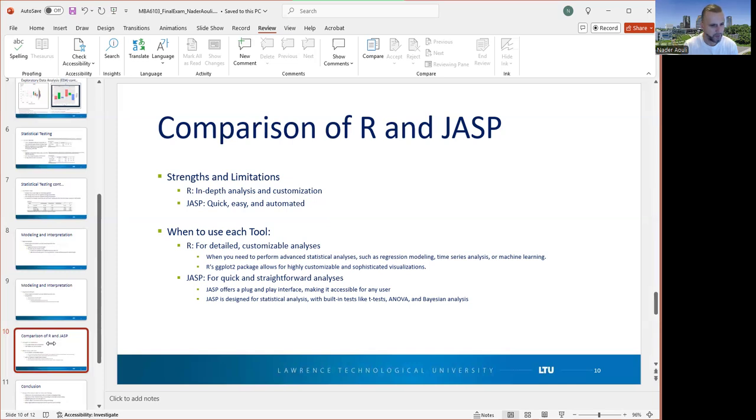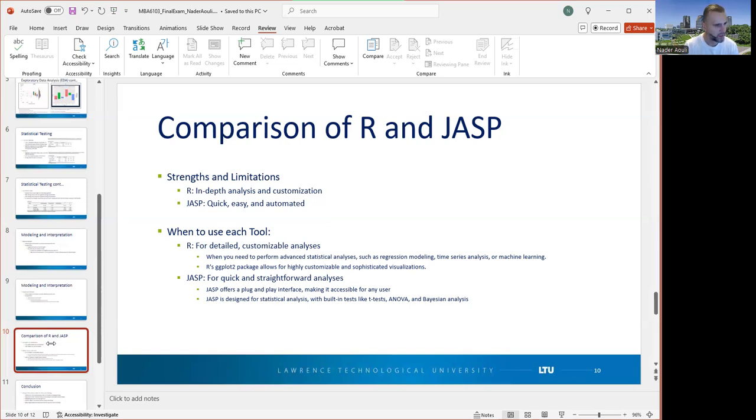Throughout the course, we've done multiple exercises. Some were in R, some were in JASP, some were a combination of both. In R, the ggplot2 package allows for highly customizable and sophisticated visualization. Also, there are a lot of other packages that were set up based on R.